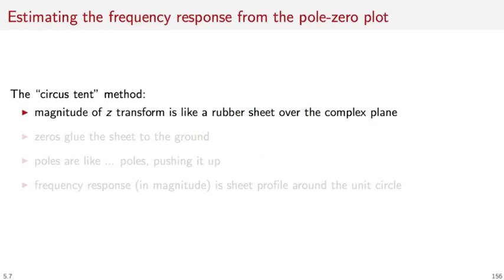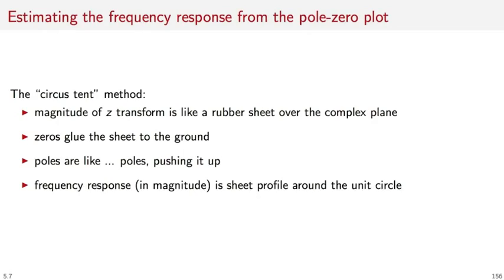Finally, let's look at a cute little trick that will allow us to estimate the frequency response of a system from its pole zero plot. This is called the circumstant method, and you will understand why in a second. The idea is to think of the magnitude of the z-transform like a rubber sheet that is spread over the complex plane. This sheet is glued to the ground where the zeros of the transfer function are, and the poles are like poles that push this rubber sheet up. And the frequency response in magnitude is the profile of the sheet around the unit circle. So let's have a look.